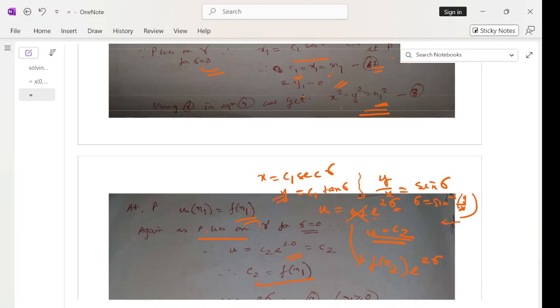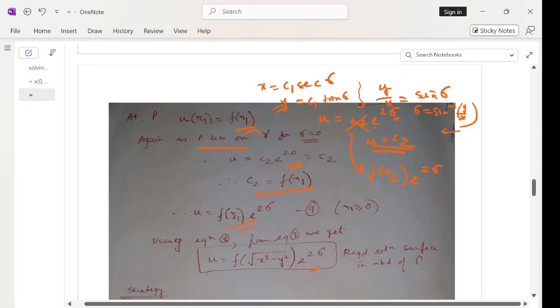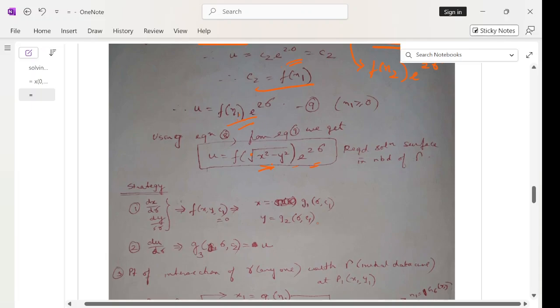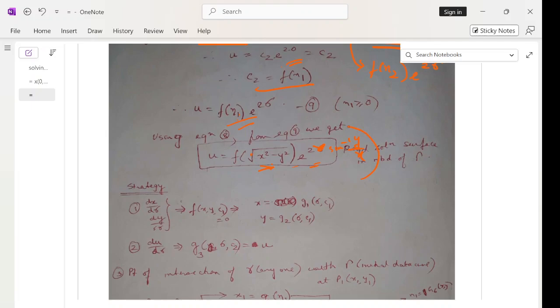So this I can use where? Here in this form. Eta 1 is replaced by root over x square minus y square. And you see I have taken the positive part only because it is given eta 1 greater than or equal to 0. So I won't take into consideration the negative part. So that's why I have taken root over x square minus y square e to the power 2 sigma, where sigma is replaced by, I just have to complete it by writing, sine inverse y by x. So this is your required solution, the particular solution surface in the neighborhood of the initial data curve capital Gamma.